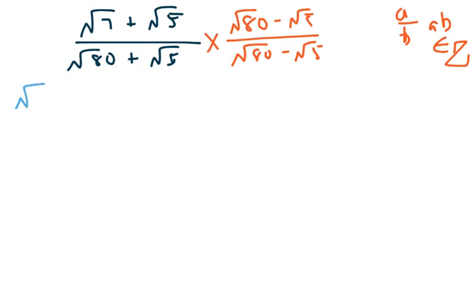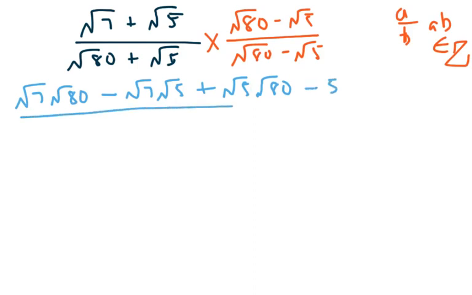We're going to get root 7 by root 80 minus root 7 by root 5. I'm not multiplying anything out yet. I'm not making it root 35 just yet. Now I'm going to get 5 by 80 plus root 5 by root 80, and then minus 5, root 5 by root 5. On the bottom, I'm going to get root 80 by root 80, which is 80. I'm going to get a root 80 by minus root 5 and a root 80 by plus root 5, so they cancel each other out. And I'm going to get a root 5 by minus root 5, which is minus 5.